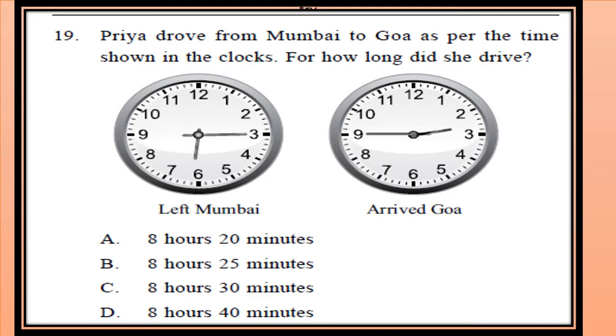Question number 19. Priya drove from Mumbai to Goa as per the time shown in the clocks. For how long did she drive? Now see the clocks. She left Mumbai at what time? Note down that time. She arrived Goa at what time? Note down that time and find the difference. You will get how long she drove.